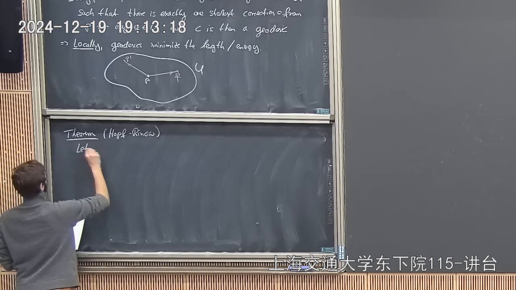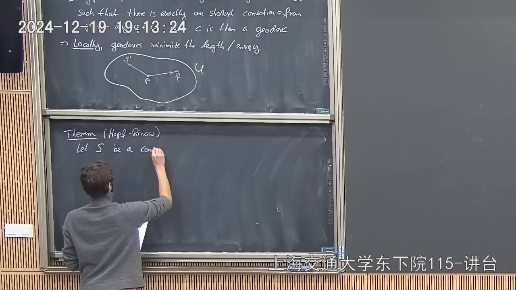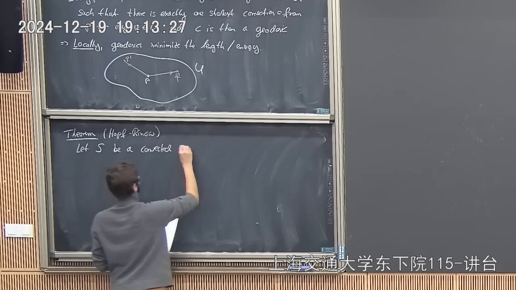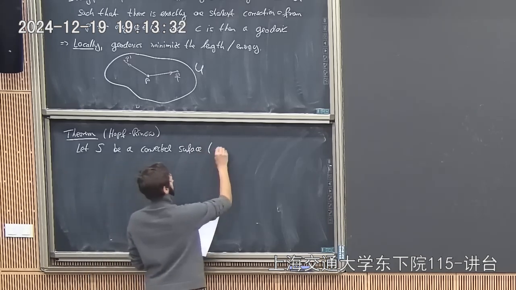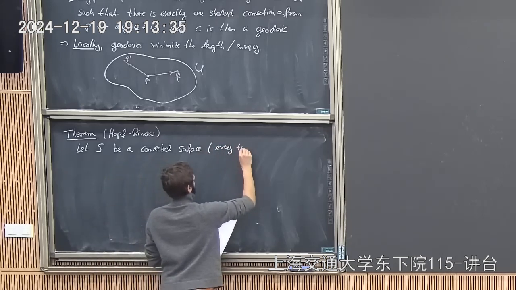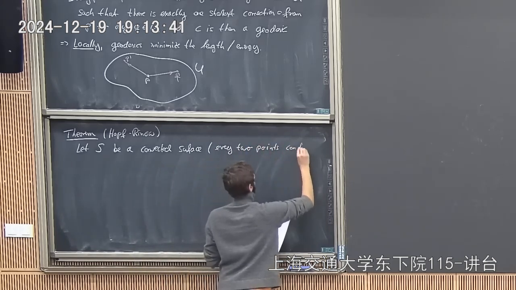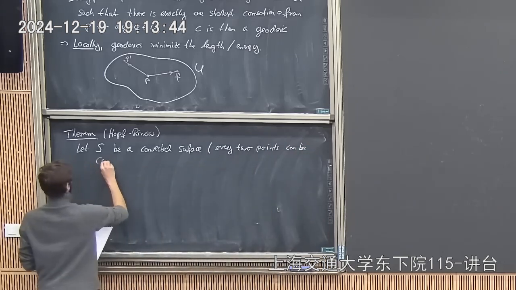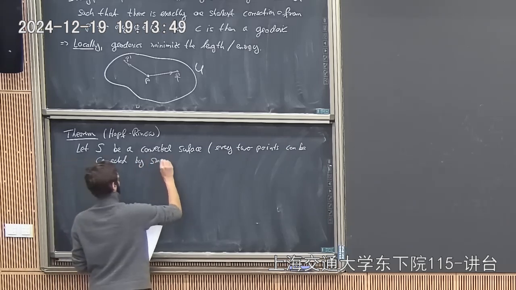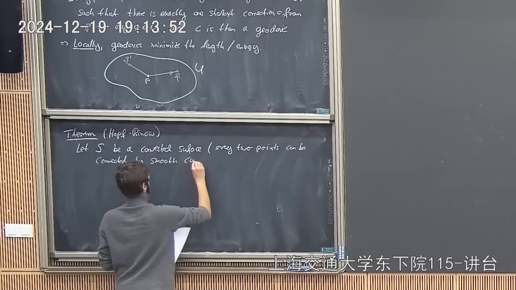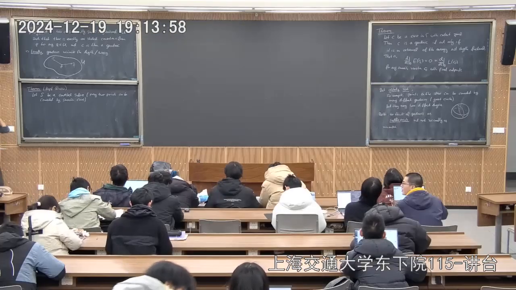So the setting is that S be a connected surface. Connected here means that every two points can be connected by a smooth curve. So most of the surfaces that you look at are of that form.